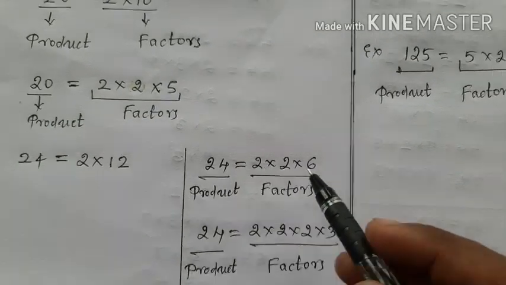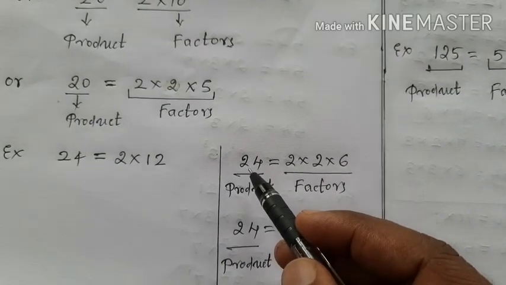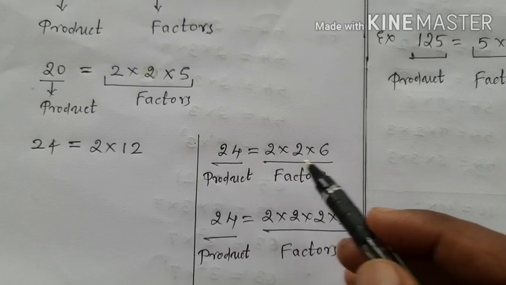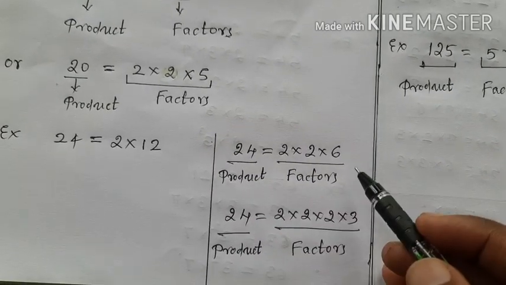See here, children, 2, 2, 6 are multiplied to get the product 24. That is why 2, 2, 6 must be factors of 24. Yes or no, you can check.